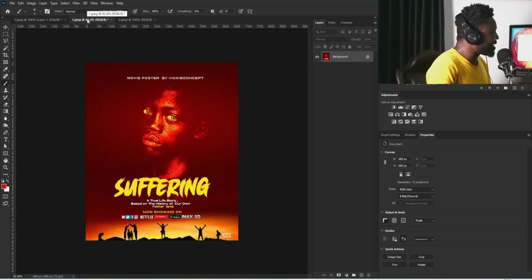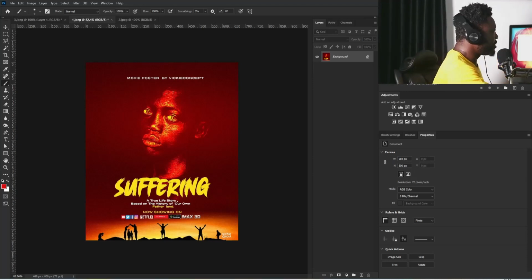Okay, so the title, this is a movie poster. This project here, I like the fact that we have this contrast of this guy or this illustration here.